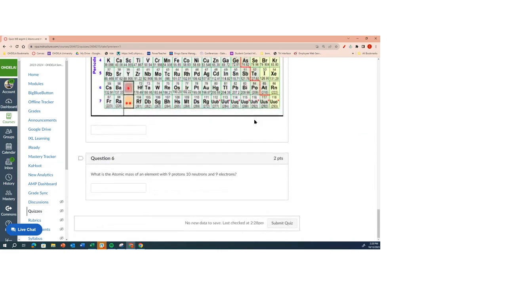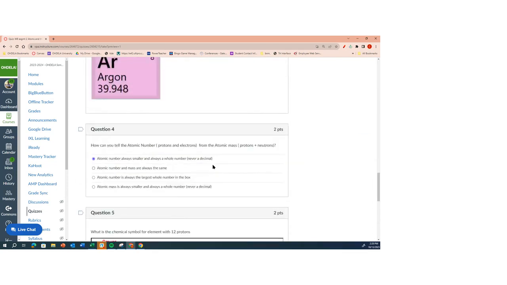That's number 5. And the last one, remember, atomic mass is protons plus neutrons, 9, 10, and 9, right? It says right here, atomic mass is protons plus the neutrons. Okay?